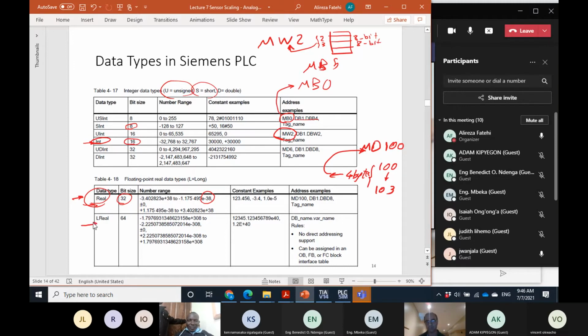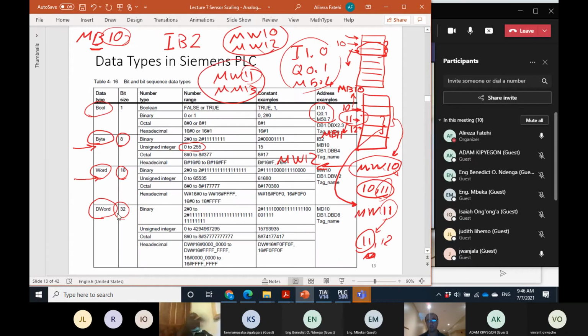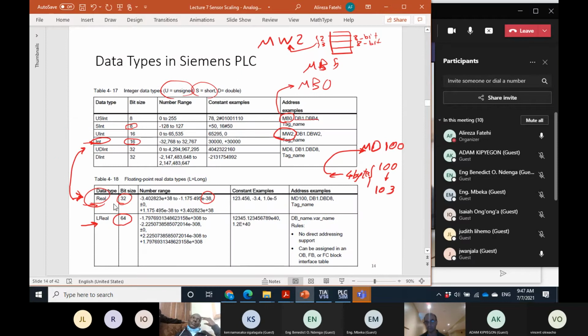In very special applications, maybe we need a long real represented by 64 bits, 8 bytes, but we don't need it. So the only structures that we use are these, and we may need either of them depending on the type, but not this one. We don't use these in our programming, but Boolean is the one that we have already used. Word or double word: word for the integers and double word for the reals. These are the data types that we use.